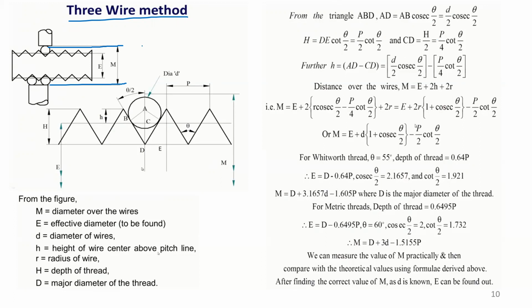Okay, so how do we evaluate the effective diameter? The effective diameter E is equal to this M minus, you need to subtract this H. Similarly, we have the screw thread at the bottom also, so here also we have the H.